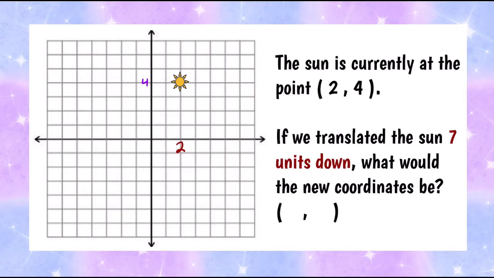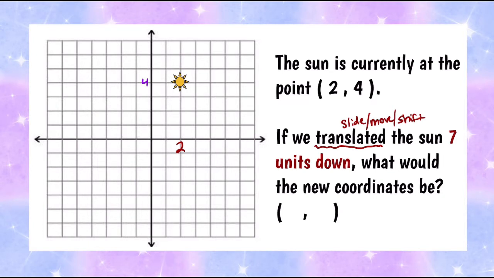If we translated the sun 7 units down, what would the new coordinates be? Just using context clues, what do you think the word translated means? Translate means to slide, or move, or shift. So if we're going to translate this sun 7 units down, it would look something like this.